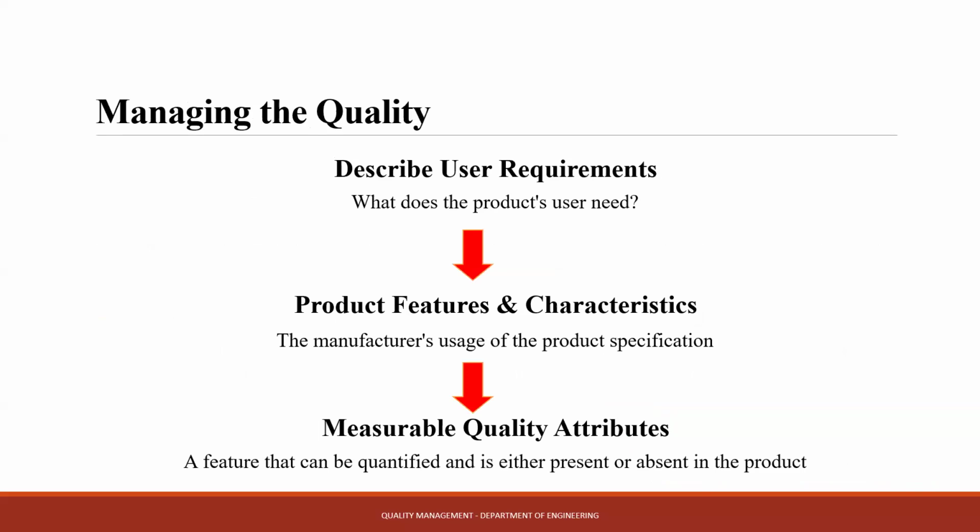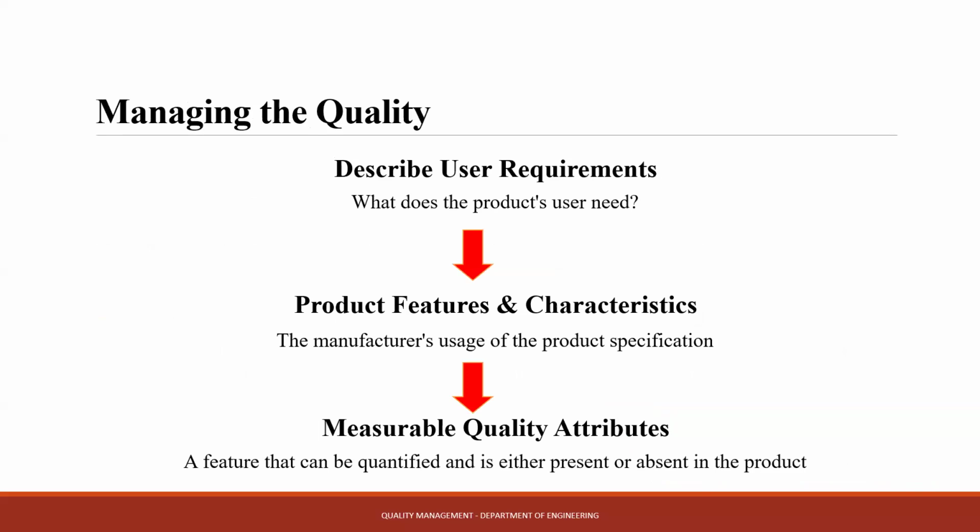So to manage the quality in any business or any production process, we have a process, let's say. First we should describe the user requirements, and then we should focus on the product features and characteristics, and then we should have some measurable quality attributes. That is how we can manage the quality. So this is like a process.